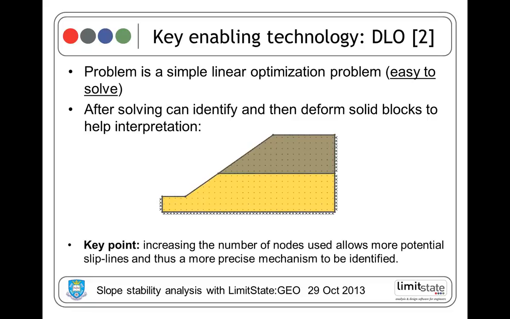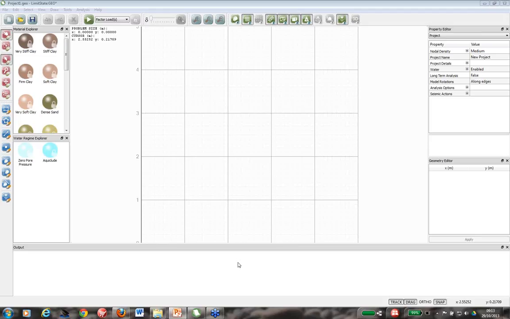As I've said, if we increase the number of nodes in the problem, we get more potential slip lines, and that allows us to find a more precise mechanism. But it gives us quite an intuitive output that we can see sliding blocks, which is often how we like to conceptualize these sort of problems. Okay, well that's enough of the introduction. We'll now just have a look at the software.